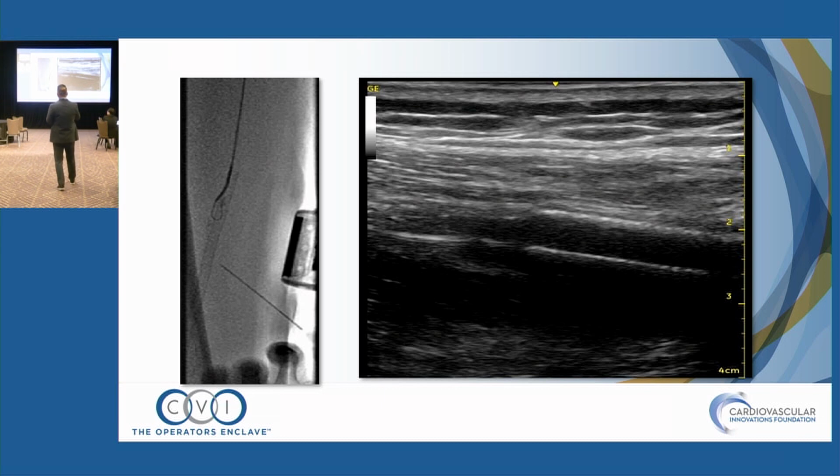But ultimately, ultrasound is very easy here. You can see what it looks like, especially with a stent. It's nice and bright. You don't want to go too distal, because that artery can dive pretty deep, and you might not be able to reach as easily.